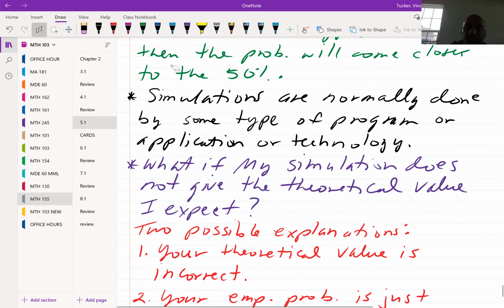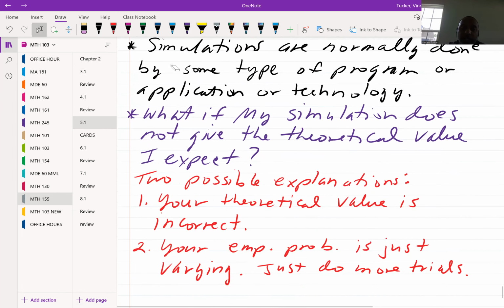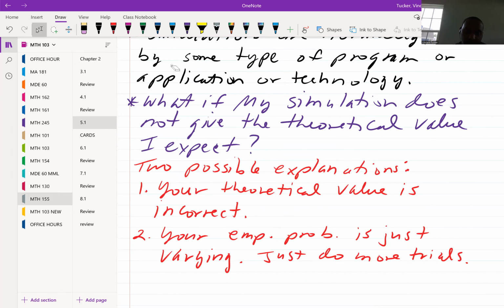It is possible that you could have calculated a theoretical value incorrectly. And then the second option is that your empirical probability is just varying, and that just means you need to do more trials. So what I mean by that is, let's say you're flipping a coin, you could go on a streak of hitting all heads for a little while. It could do the same thing for tails, but eventually, infinitely, it will actually even out to give you that 50%. So you just need to do more trials in order to get it there.